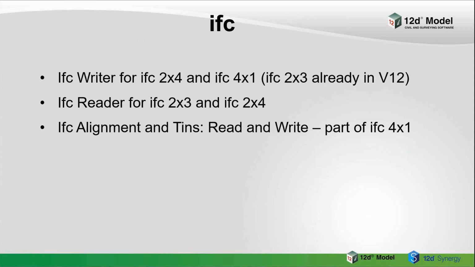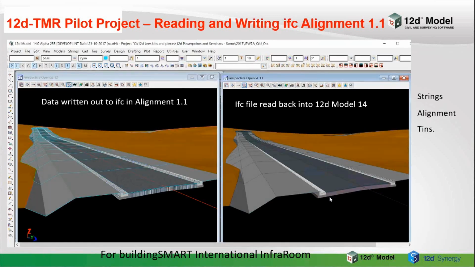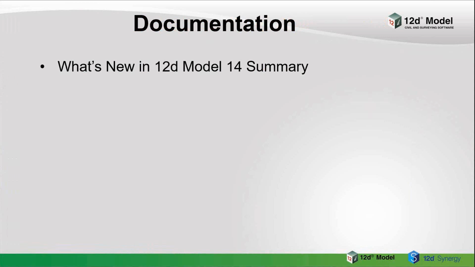So here's an example which we did, because we're part of the IFC consortium, and go to the Building Smart International forums where we work out what the IFC should be. So here's some data read out in 4x1 and read back into 12D. So it's written out strings, alignments, and tins. And that's the data where we've just shaded it to show it was a tin. So all that stuff is coming, and we've been working with the international community on that.